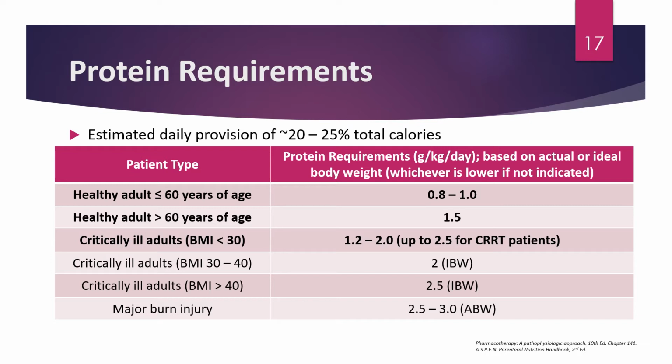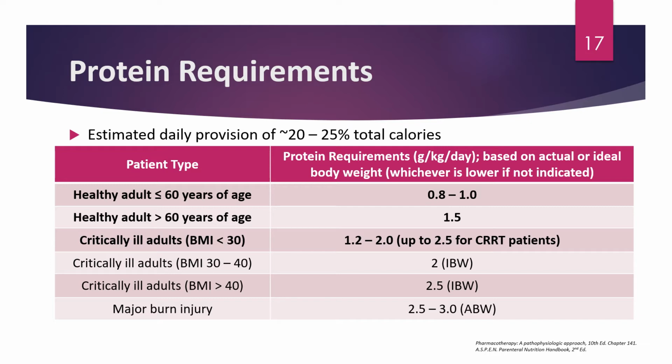So a healthy adult less than or equal to 60 years of age only needs about 0.8 to 1 gram per kilo per day of protein. And usually we base protein requirements a lot of times on the actual or ideal body weight, whichever is lower. So keep this in mind as you're looking at your body weights, because you need to know how to calculate your ideal body weight using the Devine formula, as you've learned before in previous classes, and use that ideal body weight to then factor in, should we use ideal body weight for our dosing of our PN, or should we use actual body weight?